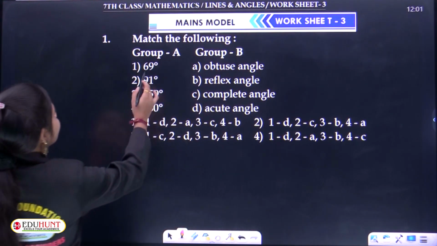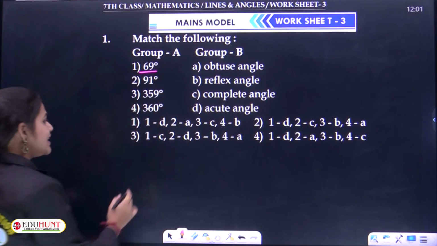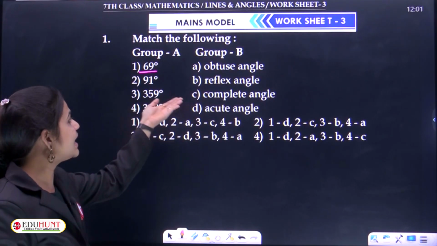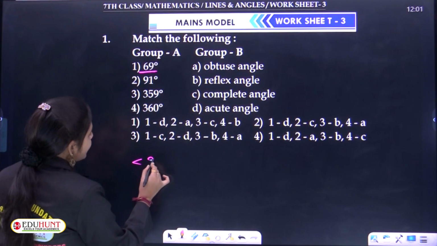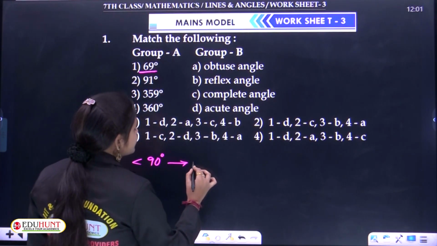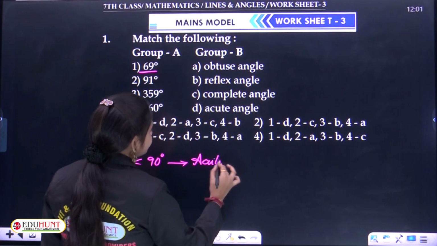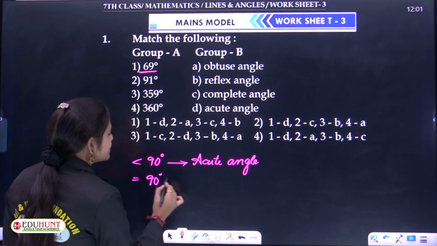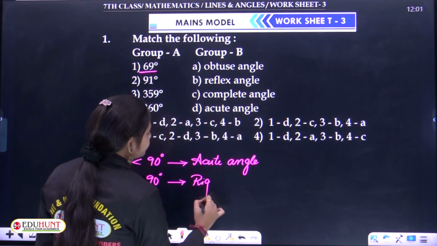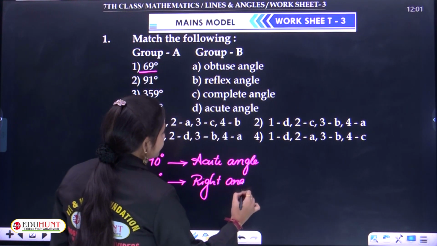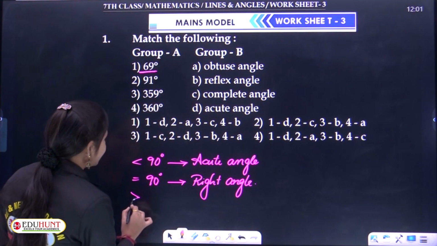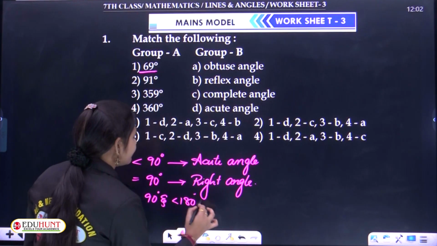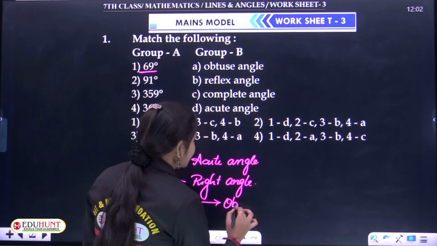See here, along with that, 69 degrees is there. 69 degrees means less than 90 degrees. Less than 90 degrees, what will we call that? That is acute angle. And in the same way, exactly 90 degrees, we will call that a right angle. Next, greater than 90 degrees and less than 180 degrees, that is obtuse angle.